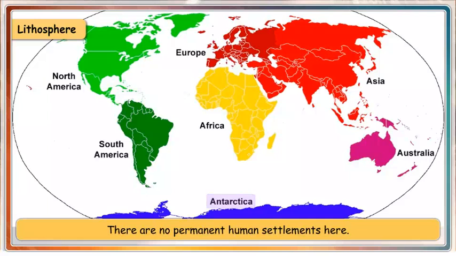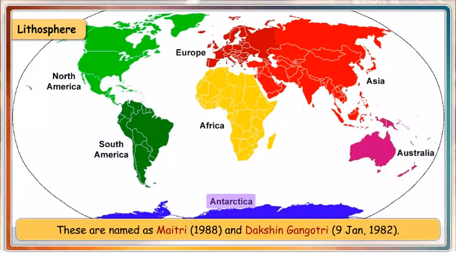There are no permanent human settlements here. Many countries have established research stations in Antarctica. India also has research stations there. These are named Maitri, established in 1988, and Dakshin Gangotri, established on 9 June 1982.